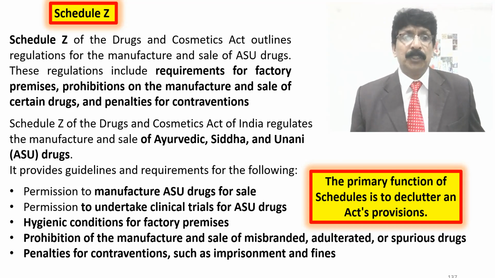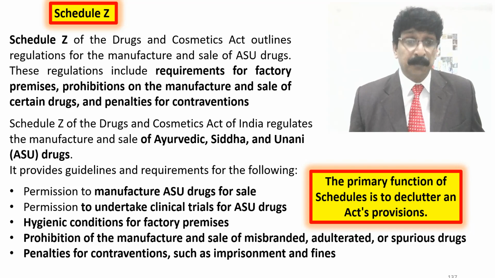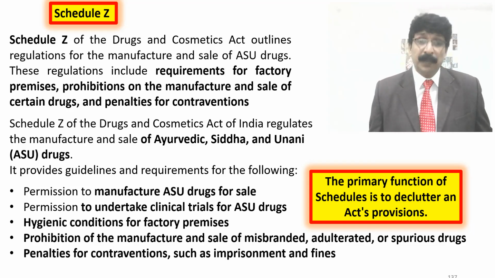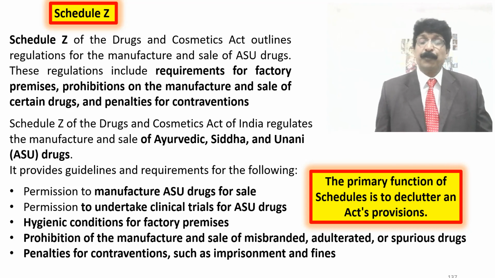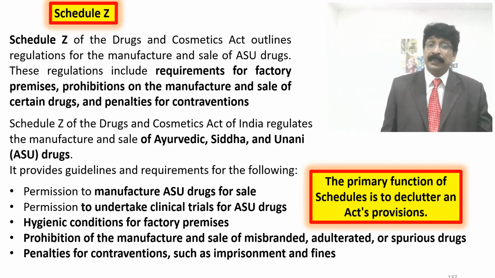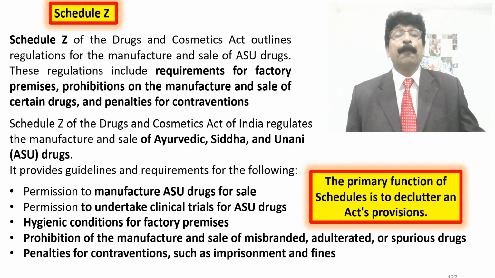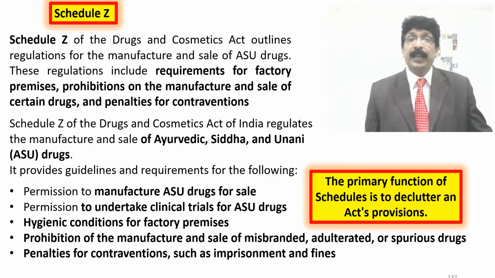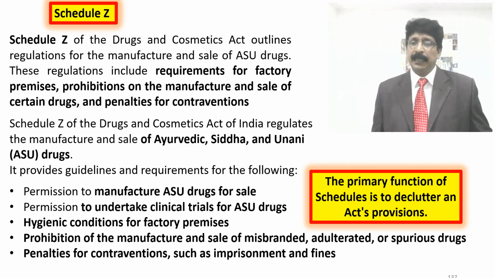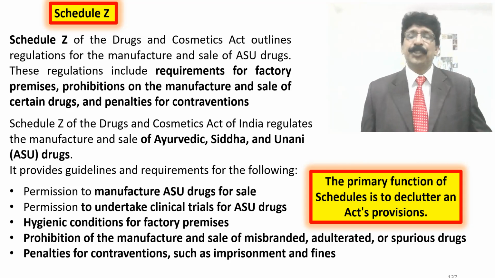So you see, that provides the guidelines and requirements which should be written clearly: permission to manufacture, permission to undertake clinical trials, hygienic condition of factory premises, prohibitions of manufacturing and sale of misbranded, adulterated and spurious drugs, and penalties for contraventions such as imprisonment and fine. All that we have discussed in the Act comes in Schedule Z.